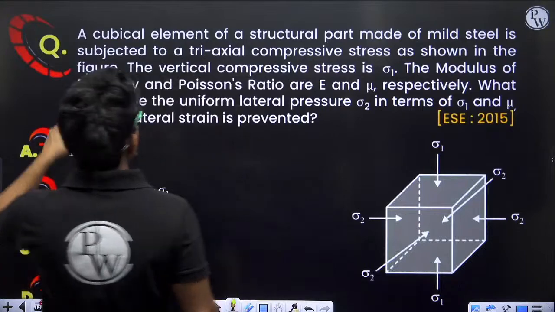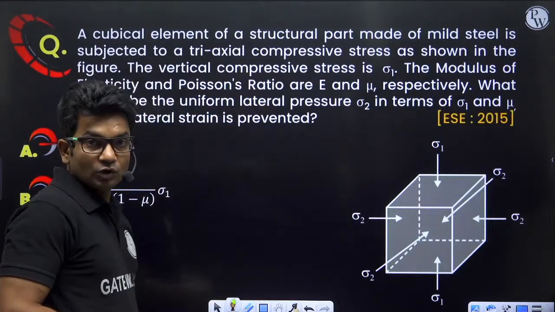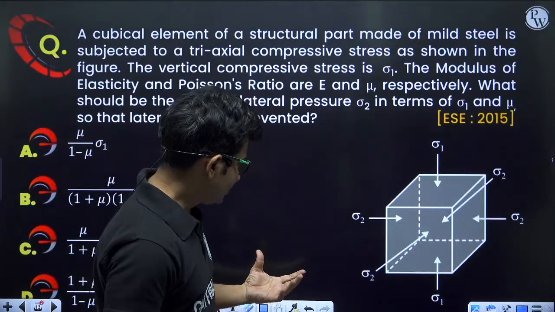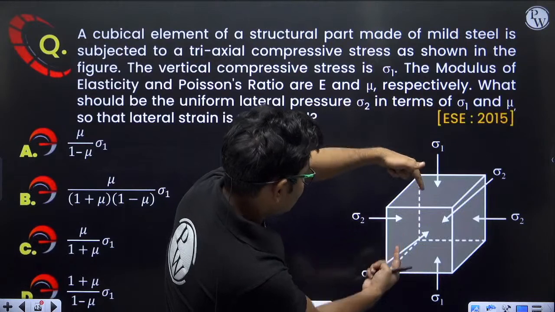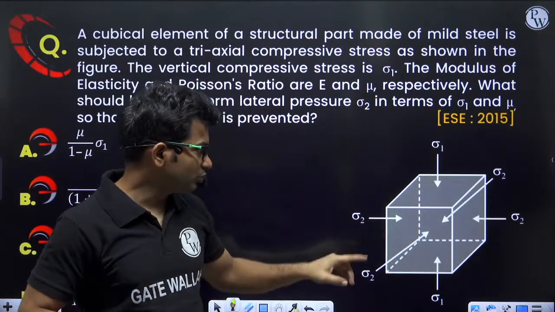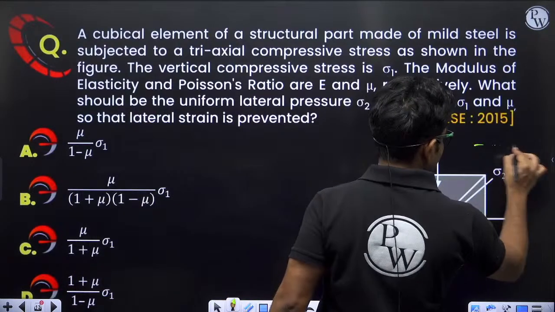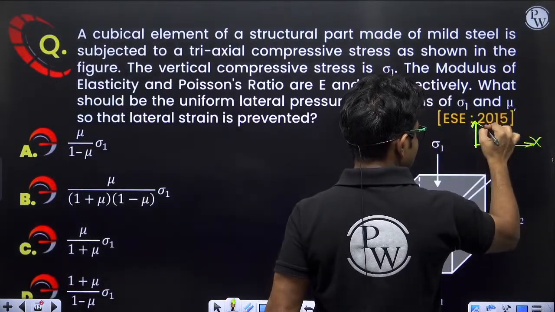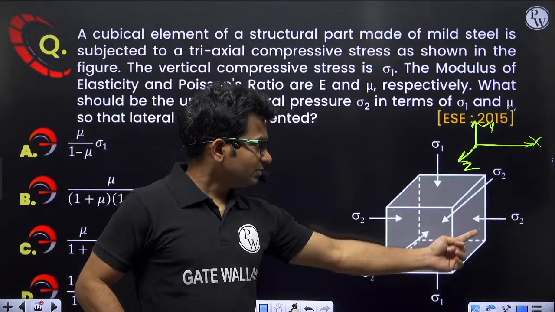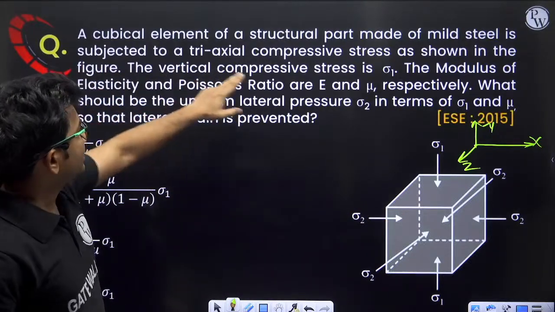Next question. A cubical element of a structural part made of mild steel is subjected to triaxial compressive stress. So this element is a cubical element subjected to triaxial stresses. Stress in the y direction is represented by sigma 1, stresses in the x direction and in the z direction are both represented by sigma 2. So sigma x is minus sigma 2, sigma z is minus sigma 2, and sigma y is minus sigma 1, triaxial compressive stress as shown in the figure.